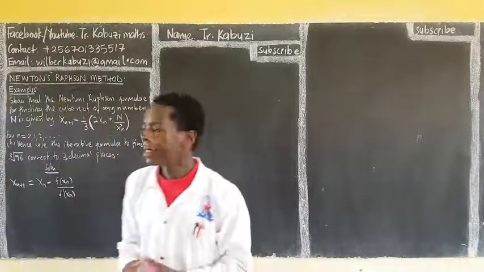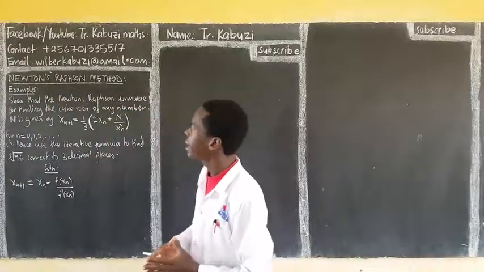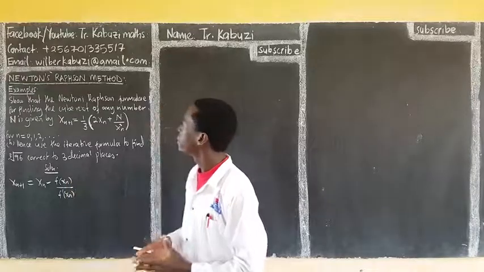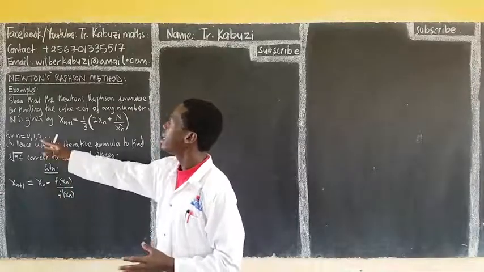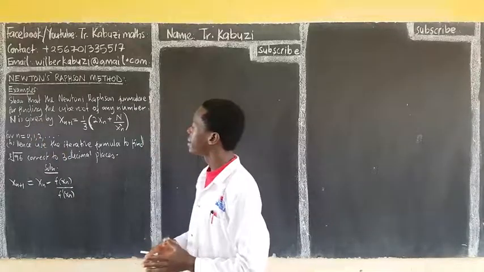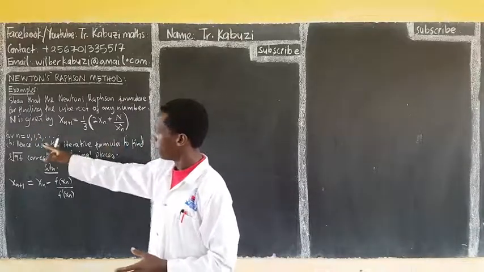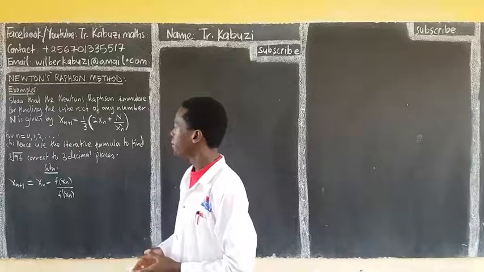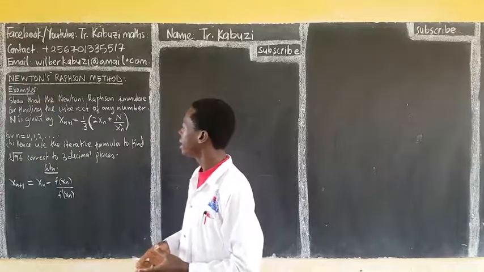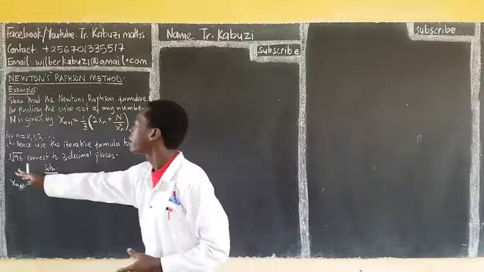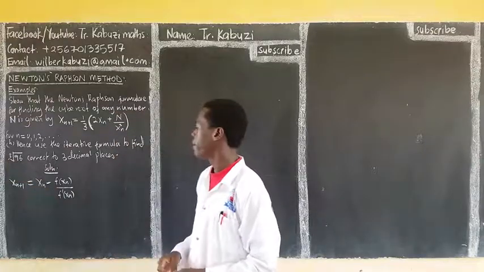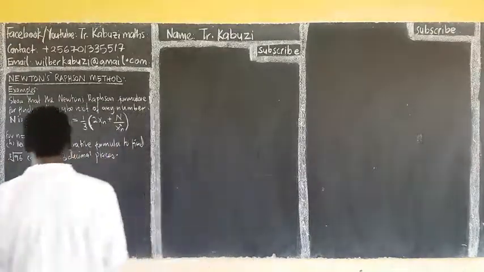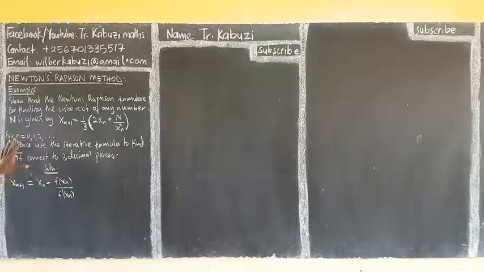Now members, let us see this formula here. Show that Newton's formula for finding the cube root of any number n is given by this, for n equal to 0 and so on. Hence use the iterative formula to find the cube root of 96, correct to 3 decimal places. So what we do is know that our formula for Newton's method is this.